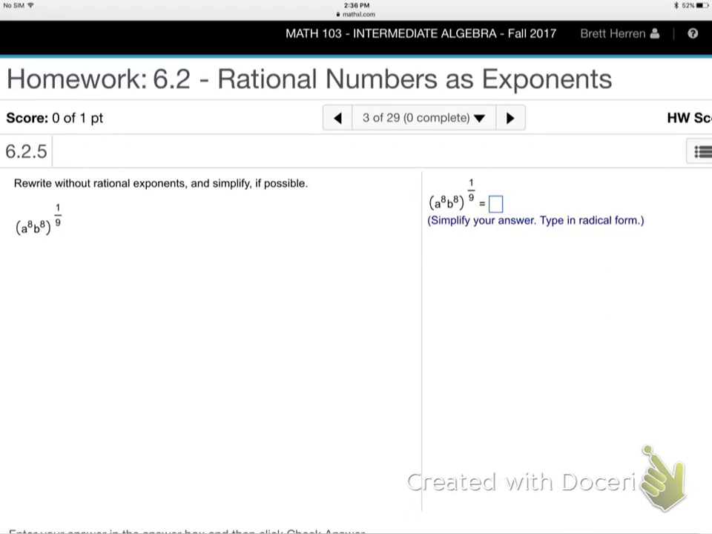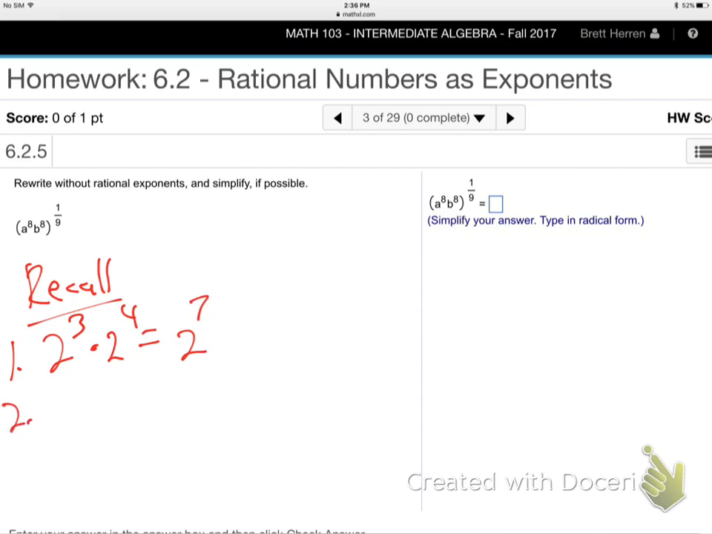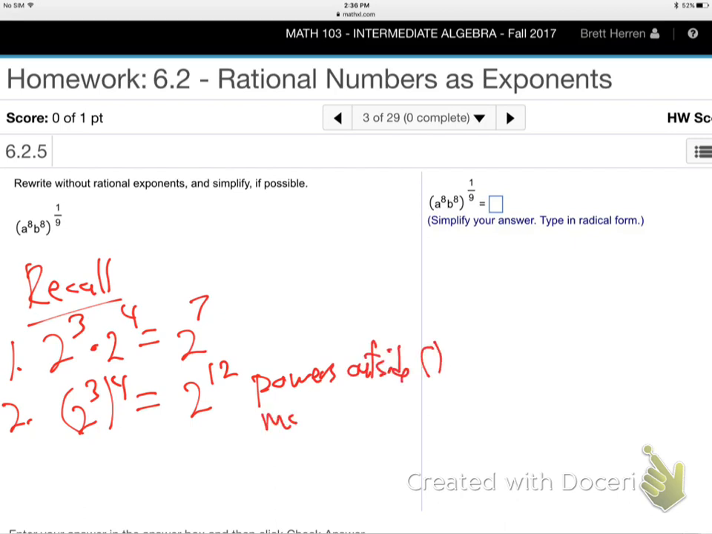Before we do this particular question, let's recall the other power rules. If you have 2 to the 3rd times 2 to the 4th, what does that equal? 2 to the 7th. You add them. Remember that rule? But what if you have 2 to the 3rd with parentheses to the 4th? You multiply. Powers outside parentheses multiply powers inside parentheses. So this power multiplies that.